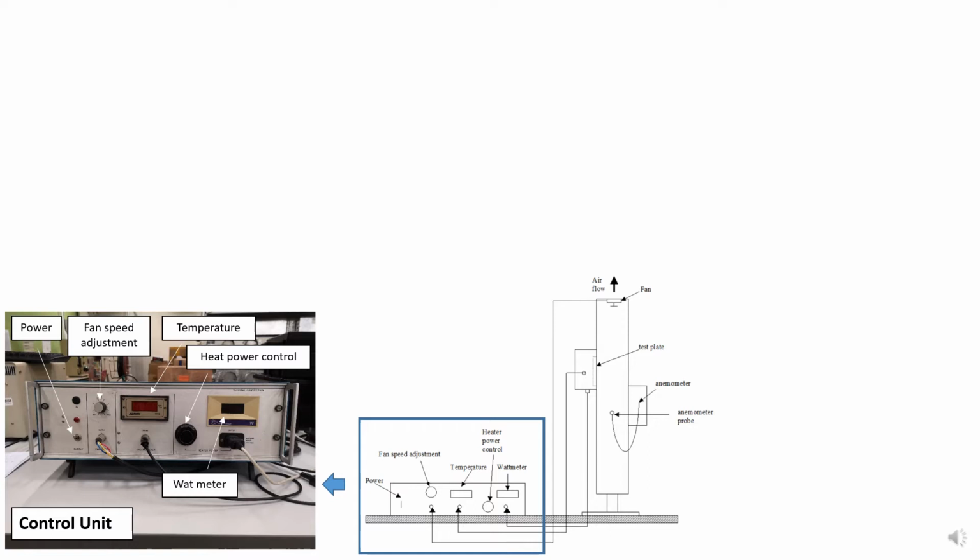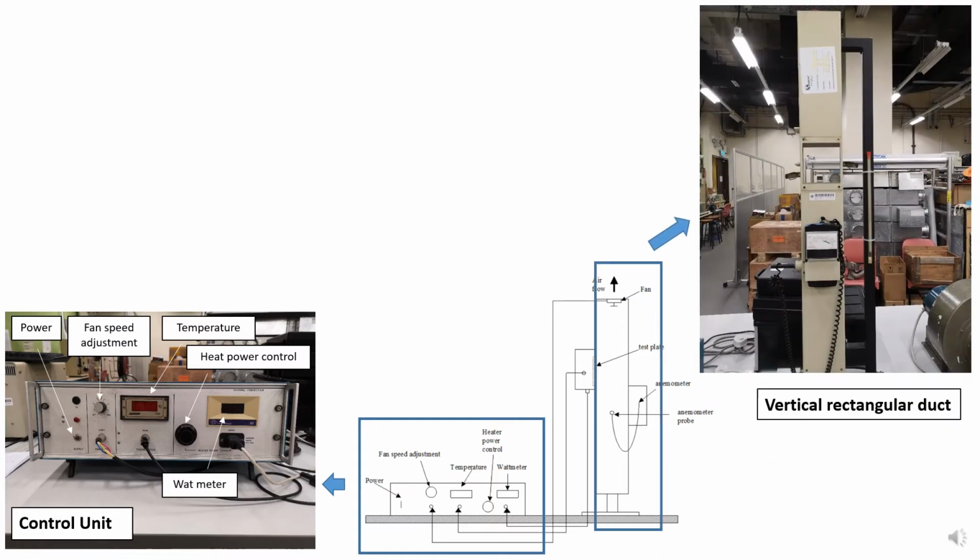displayed on the unit. This is the vertical rectangular duct. There is a fan installed on the top of the duct. It can generate an upward airflow in the duct, and the velocity of the airflow can be adjusted by the control unit. The velocity of the airflow can also be measured by the anemometer attached to the duct. Besides, we have a thermometer here to measure the ambient temperature.